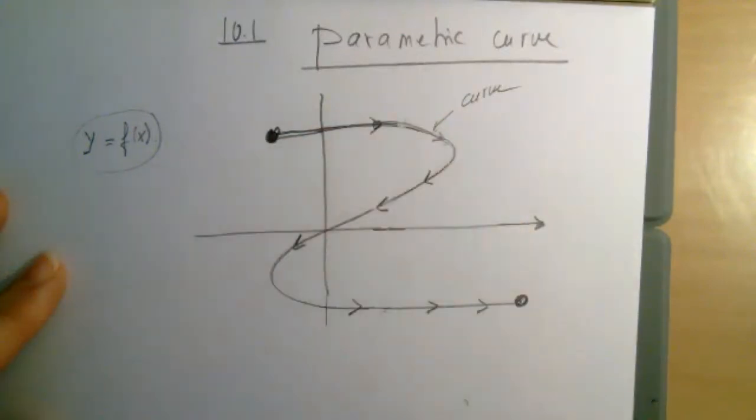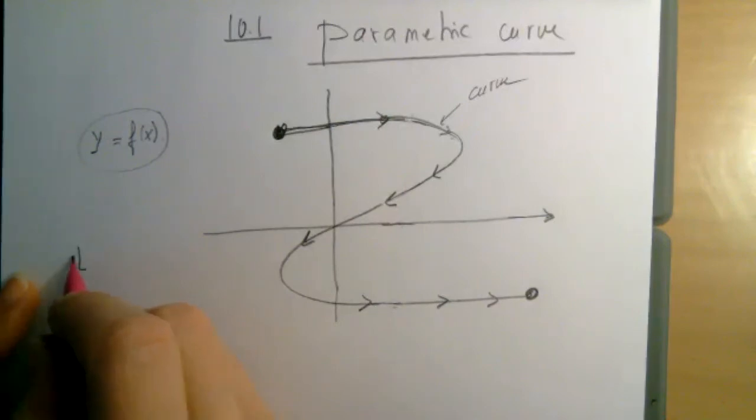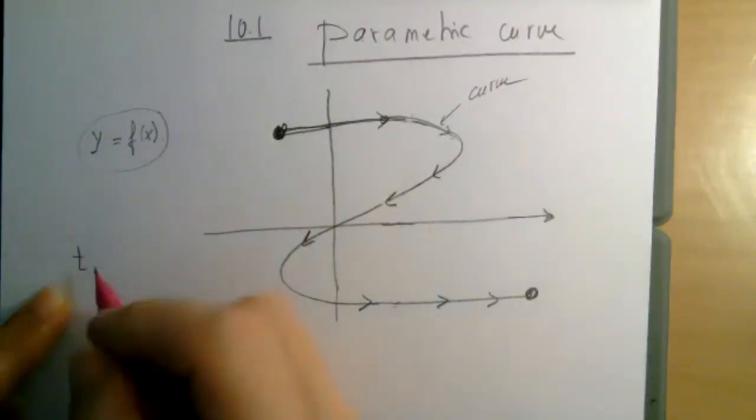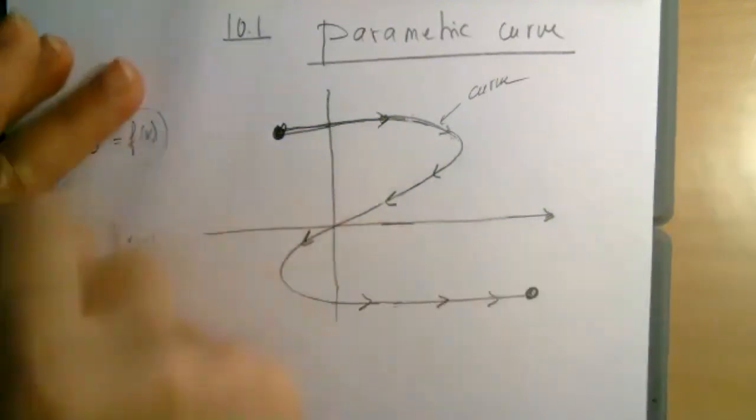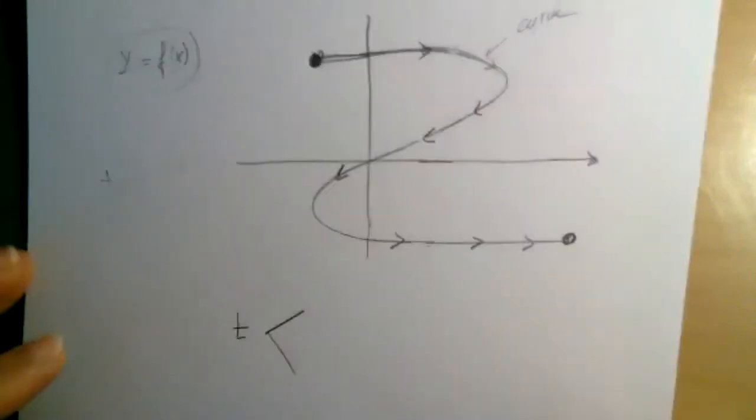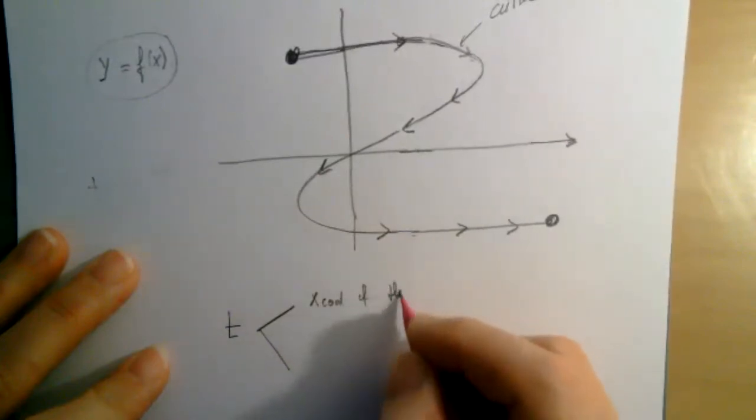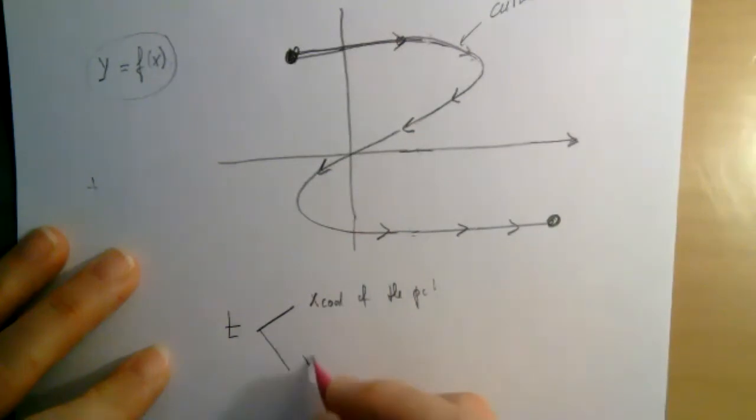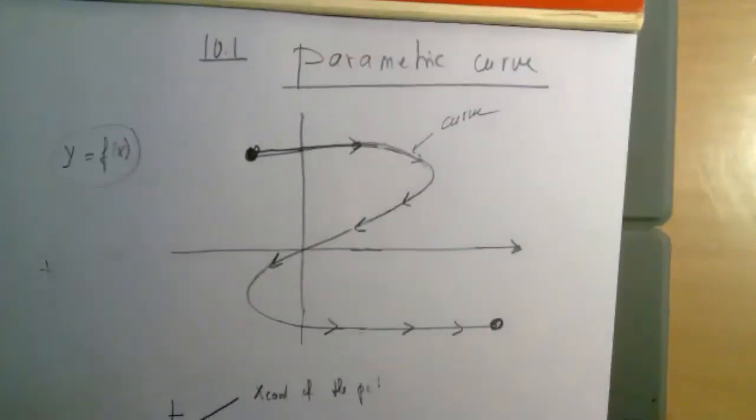So imagine the following scenario. Suppose that for every time t, I give you two things. I tell you where the x coordinate of the particle is, and I give you the y coordinate. So suppose I give you two equations, one that gives you the x coordinate and one that gives you the y coordinate.